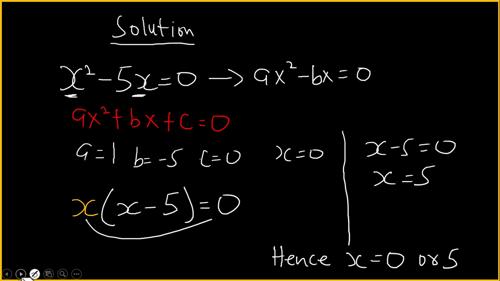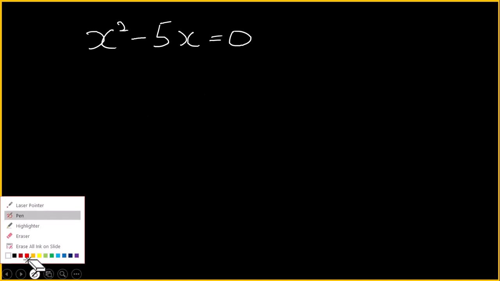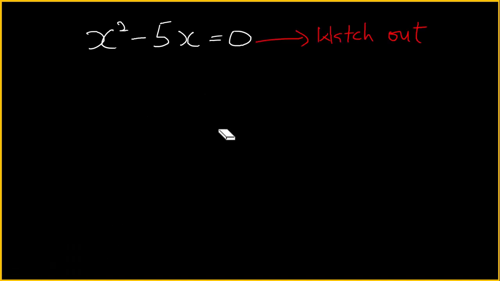So with the same question, x² minus 5x is equal to 0. Let's watch out how students go about this, and I think it's the wrong approach. What students normally do is, since this is a quadratic equation, they ask, why don't I now write it this way?